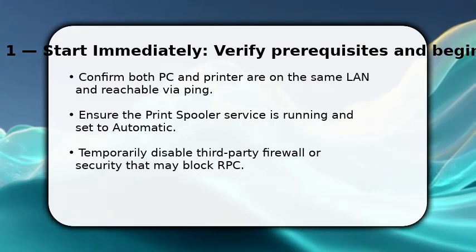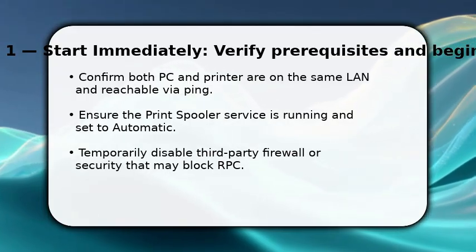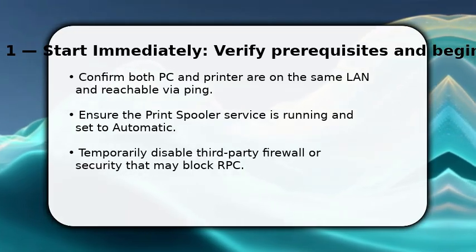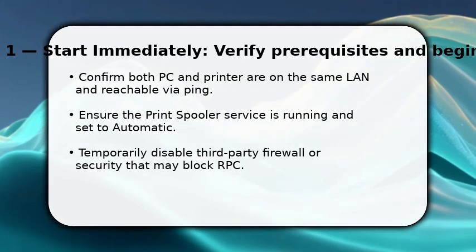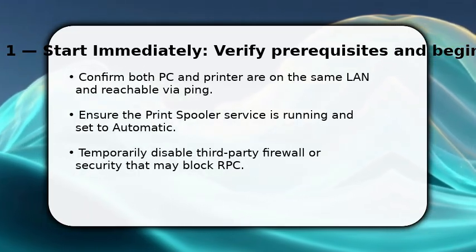You start by confirming basics that matter, both machines on the same network and the print spooler running. Open services, set print spooler to automatic, then start it. Next, test connectivity by pinging the printer or host PC. If ping fails, fix the network first.